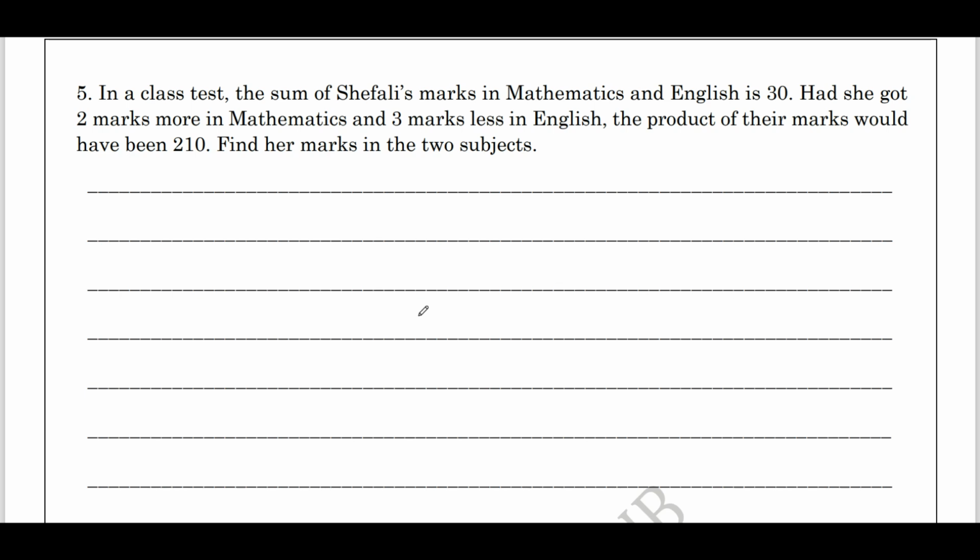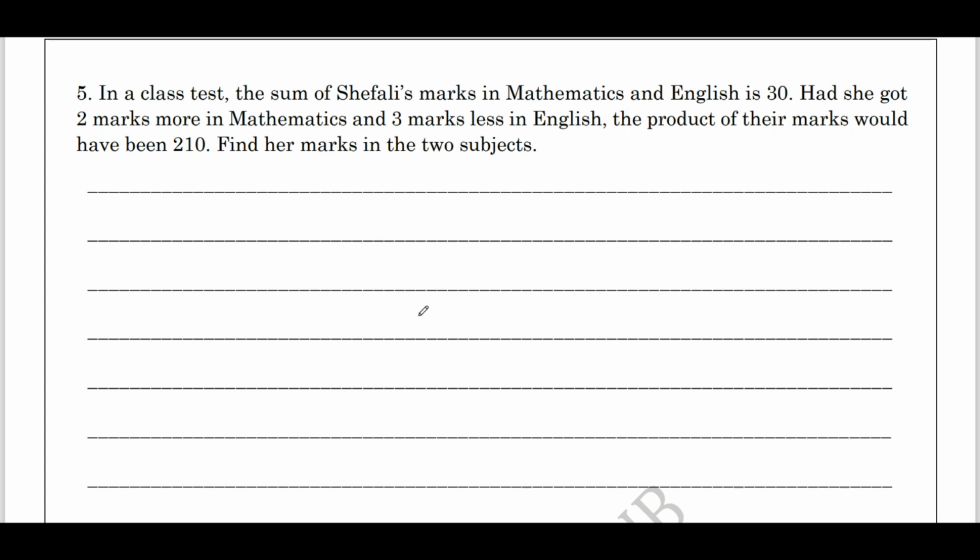In a class test, the sum of Shefali's marks in mathematics and English is 30. Had she got 2 marks more in mathematics and 3 marks less in English, the product of their marks would have been 210. Find her marks in both the subjects.